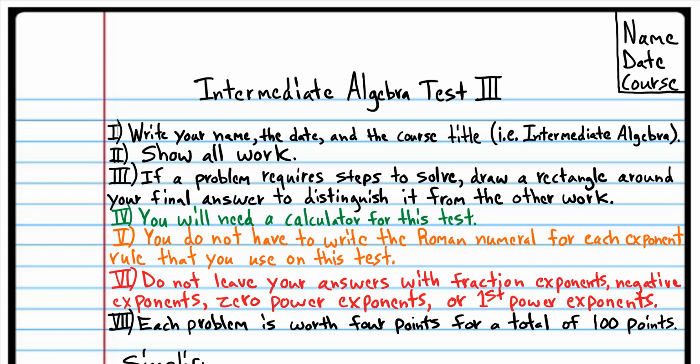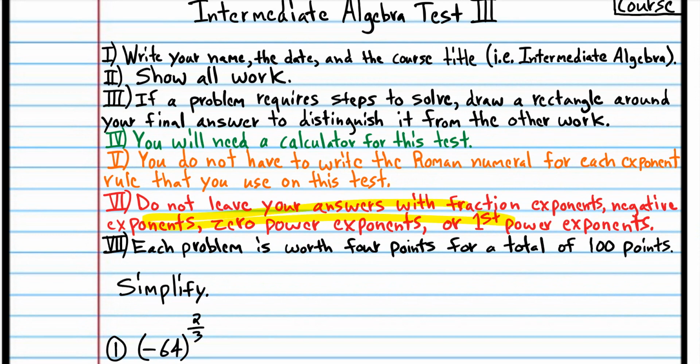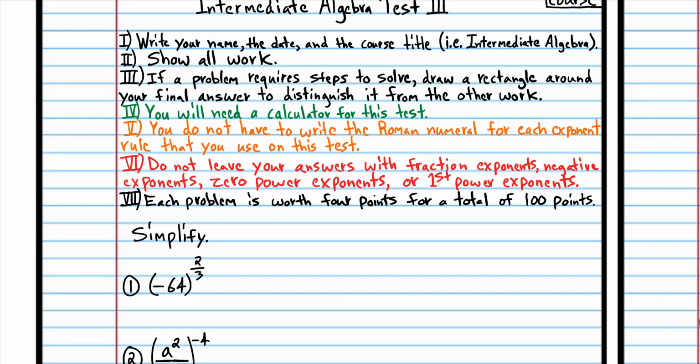You are allowed a calculator, as we mentioned in the practice tests. Just don't use your calculator to solve the problem for you. Just use the calculator at the very end to come up with an approximation for your logarithms. And of course, we mentioned your answer should not have fraction exponents, zero exponents, first power exponents, or negative exponents. And you don't have to write the Roman numerals of the exponent rules or logarithm rules that you use.